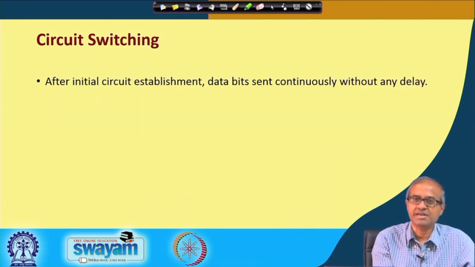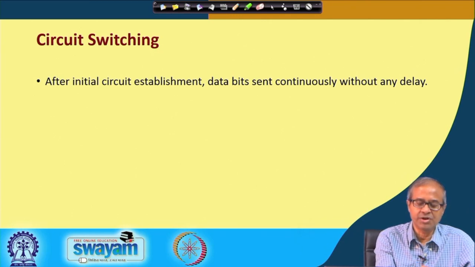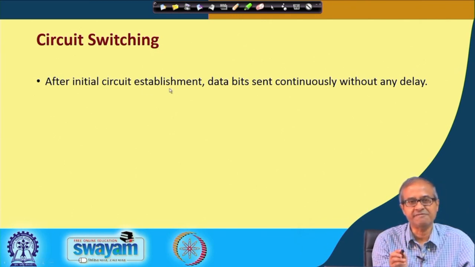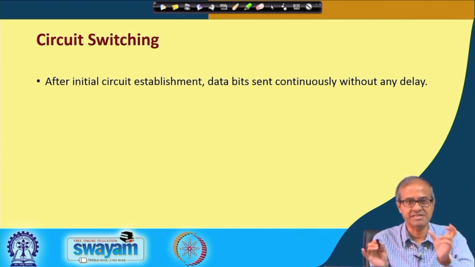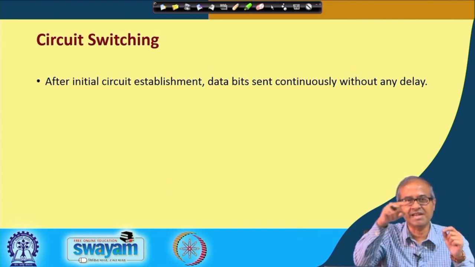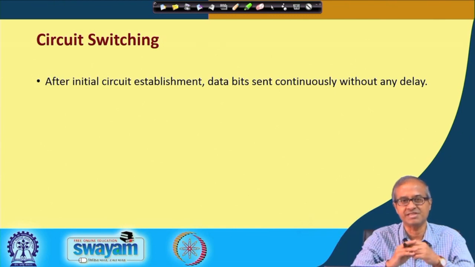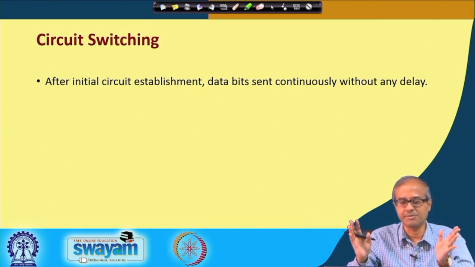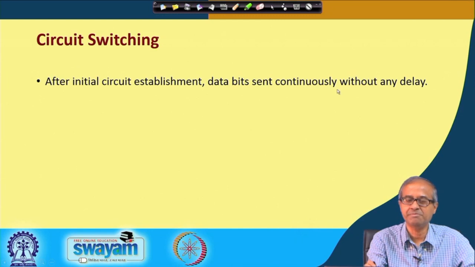Now, talking about circuit switching, here only the initial circuit establishment phase is there, but once this phase is over, this delay is over, and you have a dedicated connection from source to destination. Data transmission can proceed at the maximum speed continuously without delay, because you have a guaranteed bandwidth, so you can send the bits continuously.